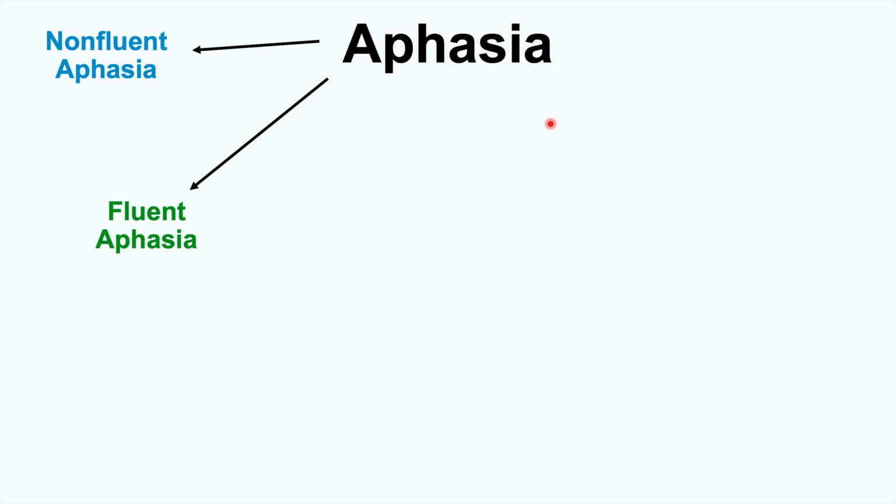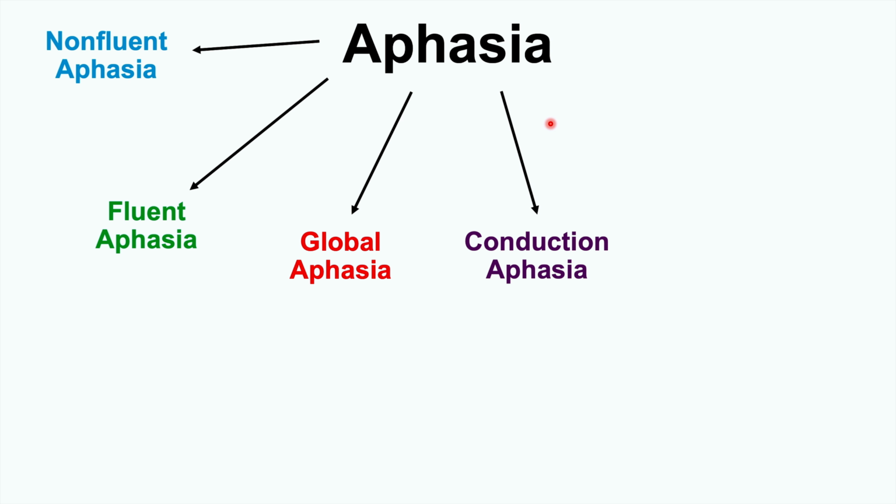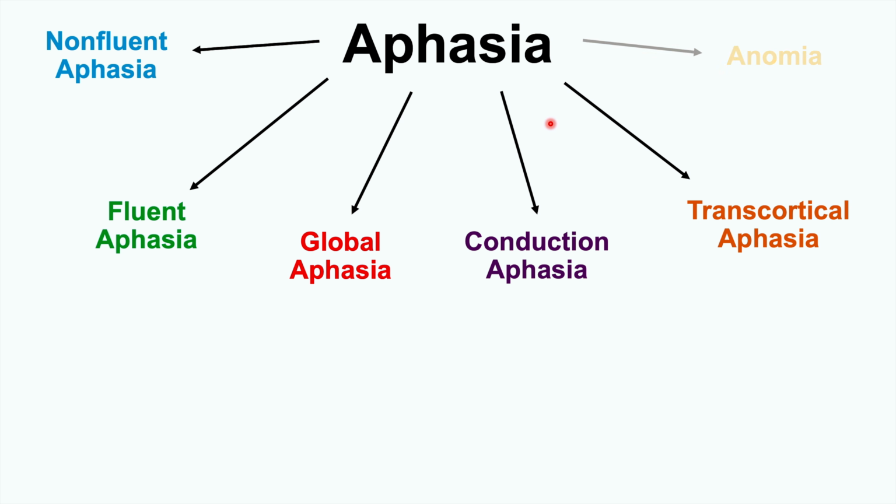Let's talk about the different types of aphasia. So one is known as nonfluent aphasia. Another one is known as fluent aphasia. Another one is known as global aphasia. Another one is conduction aphasia. Another one is transcortical aphasia, and this is broken down into a few different types of transcortical aphasia we're going to talk about in a moment. And the other one is anomia or anomic aphasia.